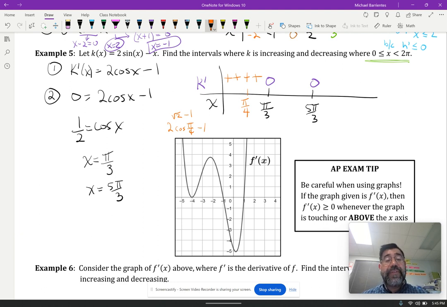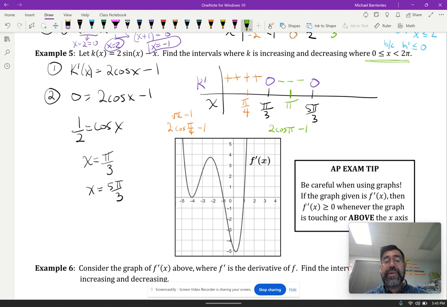But let's choose a value in between pi over 3 and 5 pi over 3. What about pi? That's in between. Let me use a different color. And if I use pi, let's see what I get when I substitute pi into the derivative. Cosine of pi is going to be the x-coordinate of pi, which would be -1, times 2, that's -2, minus 1, that's -3. And so I have a negative answer there. But I could have chosen any value between those two black critical points, and it still would have worked.